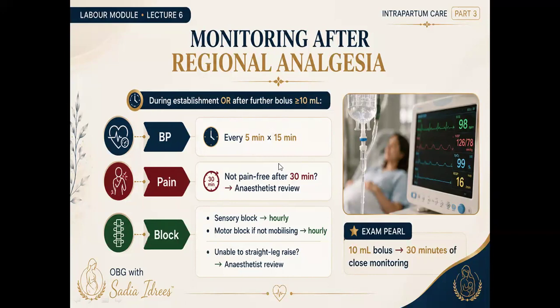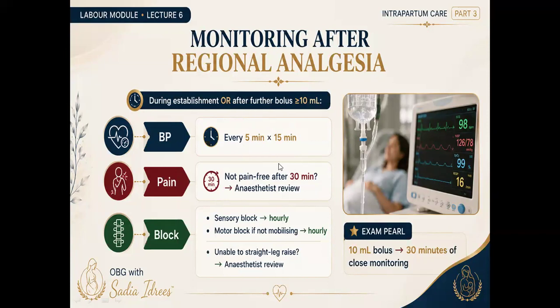Why? Because sympathetic blockade can cause vasodilatation and maternal hypotension. And maternal hypotension is not just a maternal number on the monitor. A significant fall in the maternal blood pressure can reduce uteroplacental perfusion and therefore potentially affect the fetus as well.